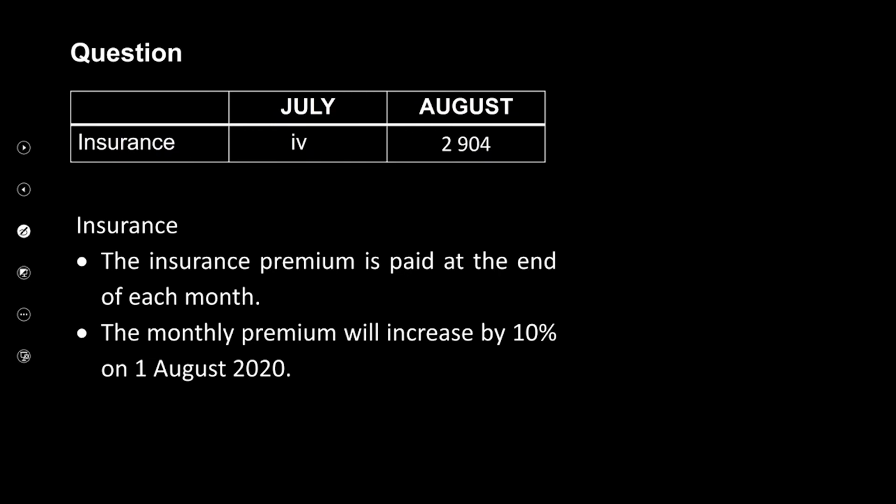The insurance premium is paid at the end of each month. Right, the monthly premium will increase by 10% on the 1st of August. Okay, interesting question. Look what they've done. They've told you what the August premium is. Now remember, the insurance premium is paid at the end of each month. However, the monthly premium will increase by 10% on the 1st of August.